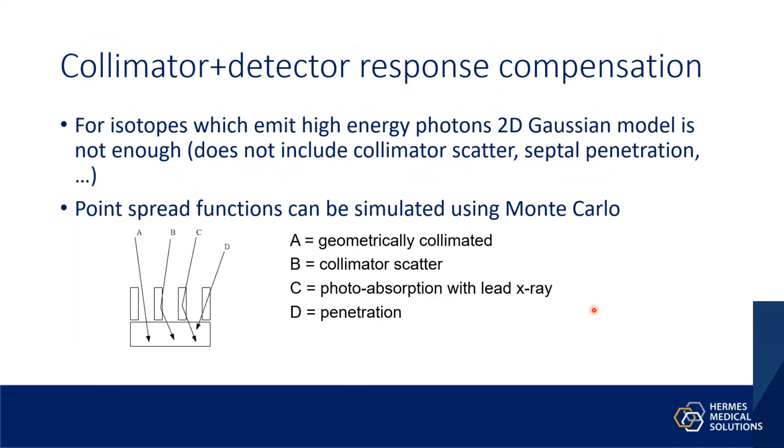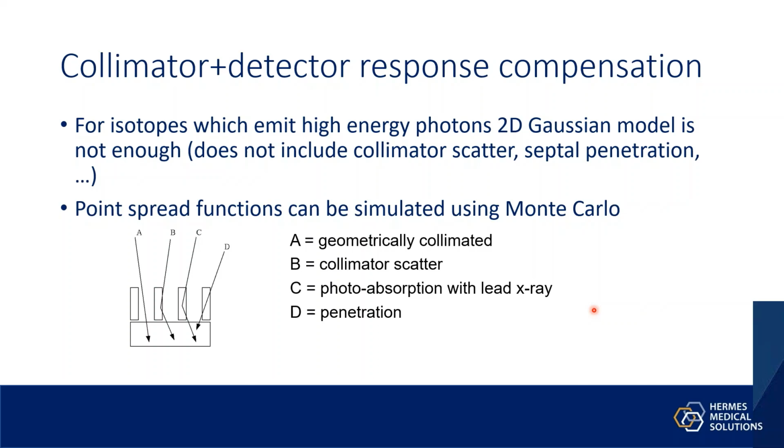The Gaussian function works quite well for low energy isotopes, but for isotopes which emit high energy photons, the 2D Gaussian model is not enough because it doesn't include collimator scatter, septal penetration, and so on. And so the point spread function with the high energy isotopes doesn't look like a Gaussian function anymore. It has this star shape, and also the full width at tenth maximum is much bigger than the Gaussian model would assume.